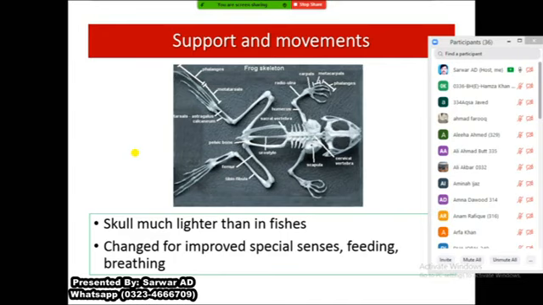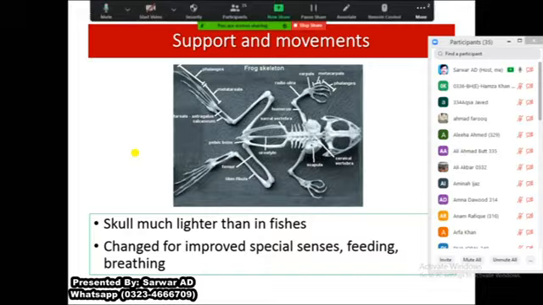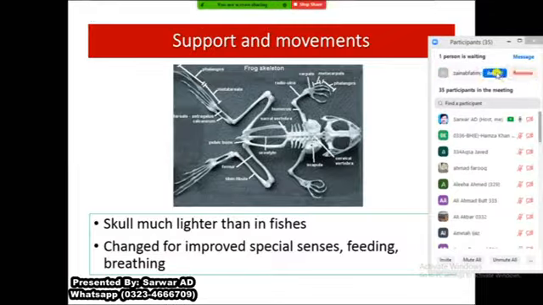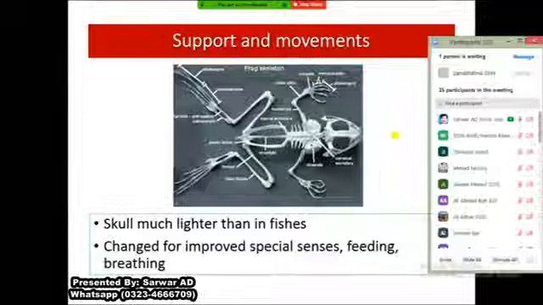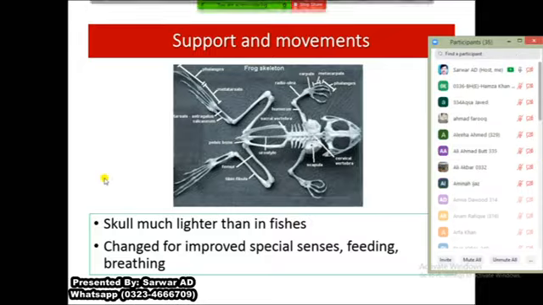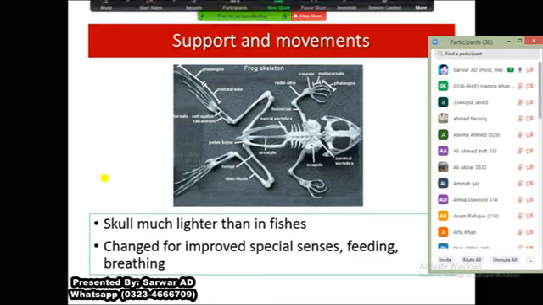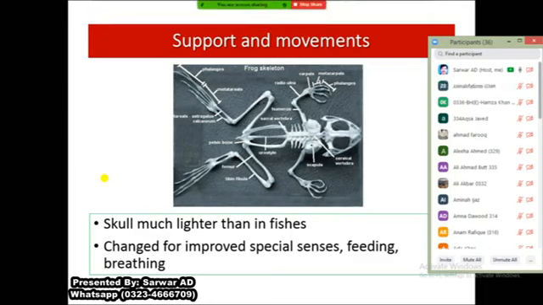Change from improved special senses, feeding, breathing. The amphibians living in water bodies as well as on land need more adaptation than fishes. So they had to change their skull, or they had to improve their senses in relation to feeding, breathing, and other things that were needed, to sustain a life in dual conditions, in a dual environment.